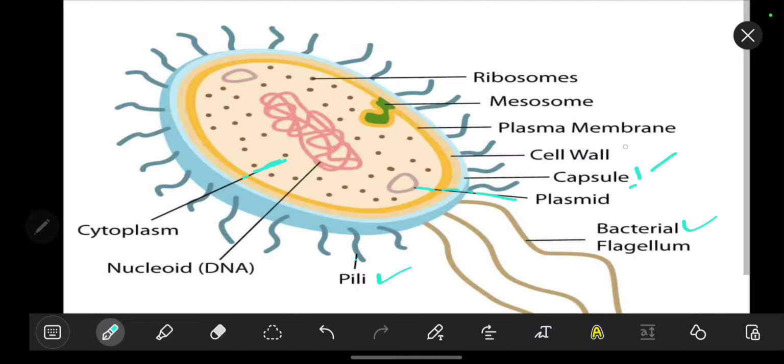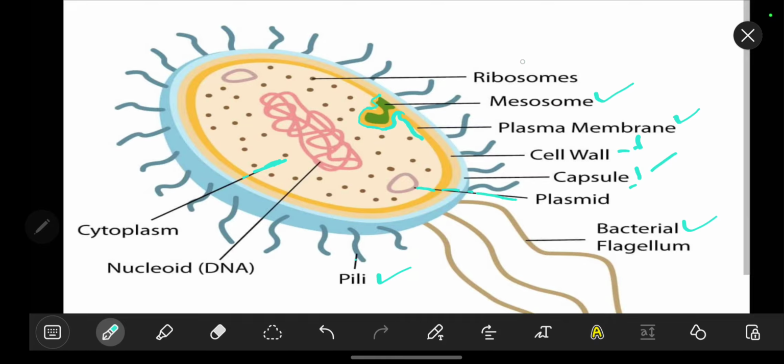We have the capsule, which helps in the creation of slime. We also have the cell wall, which gives the bacteria its shape, and also prevents lysis. We also have the plasma membrane, which controls what enters and leaves the cell. We also have the mesosome, which is the infolding of the cell membrane. When we say infolding, it means, as you can see, this is just the cell membrane which has folded inside to enter more like the cytoplasm. So it is an infolding of the plasma membrane, which has the function of being the site of enzyme action and also ATP formation.